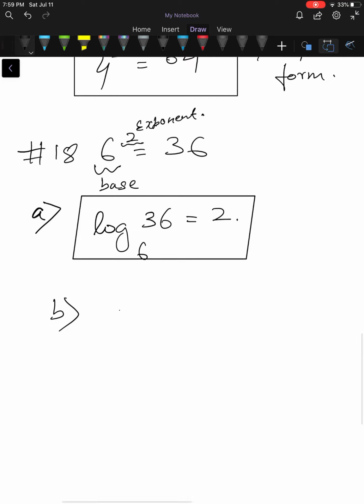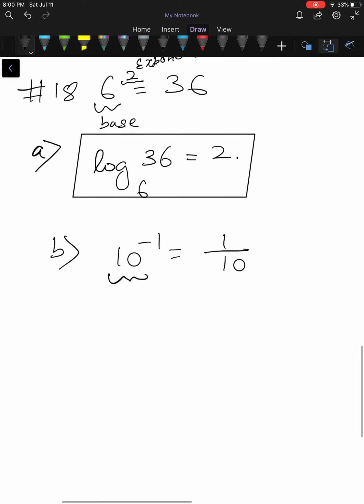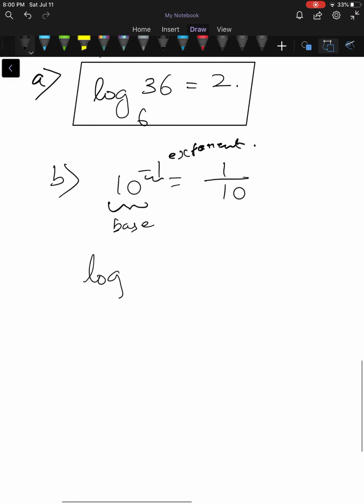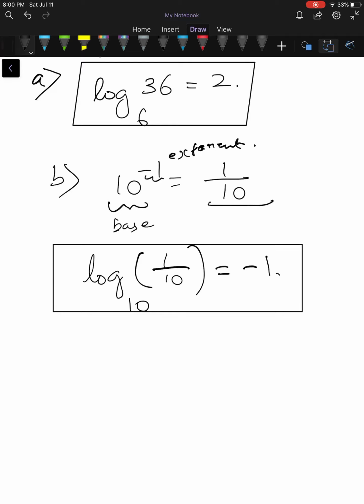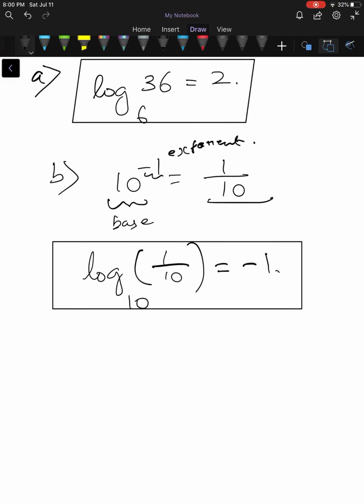I'll do another problem, that is the B part of the same problem. 10 to the power of -1 is equal to 1 over 10. So what is the base? This is the base, and this is the exponent. So you just have to identify the base and the exponent and write it according to the logarithmic form that is given in the definition. So log to the base 10 of this number, that is 1 over 10, is -1. Okay, so this is the logarithmic form. So this is how you evaluate logarithmic functions.